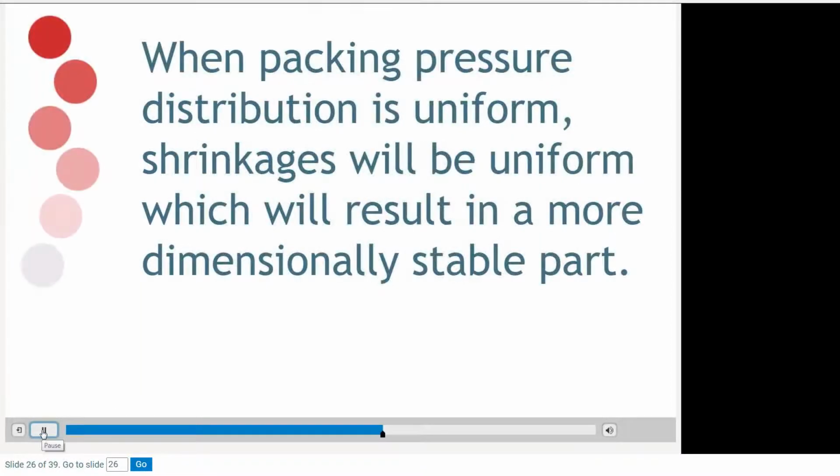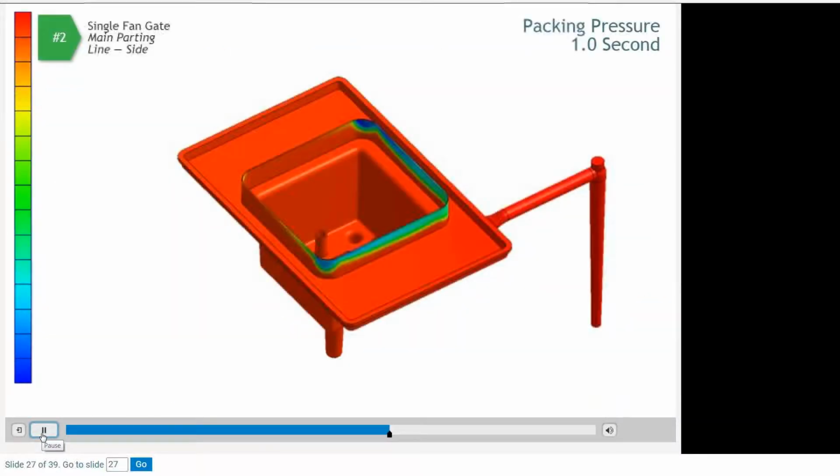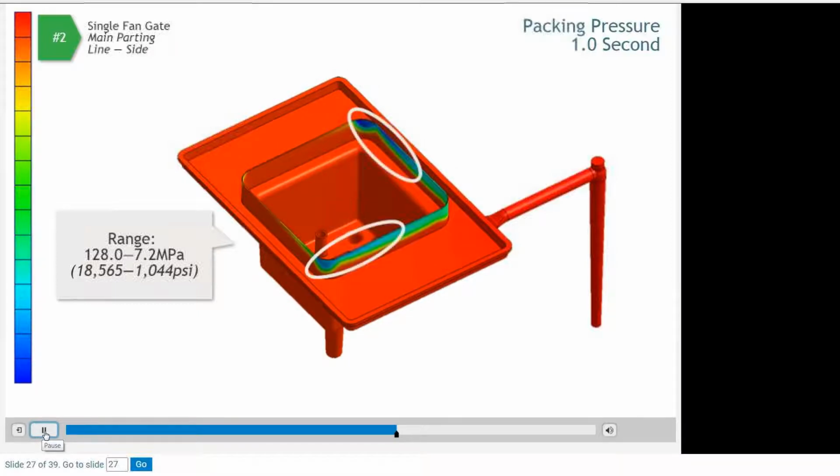When packing pressure distribution is uniform, shrinkages will be uniform, which will result in a more dimensionally stable part. The packing pressure distribution range for the offset gate example is 128 to 7.2 megapascals. The lowest pressure, again, is in the thin skirt areas closest to the gate.